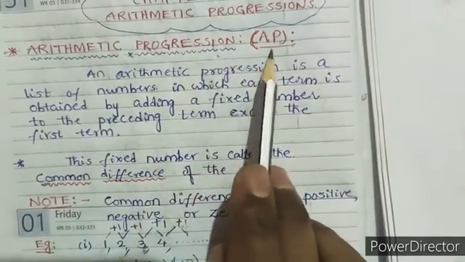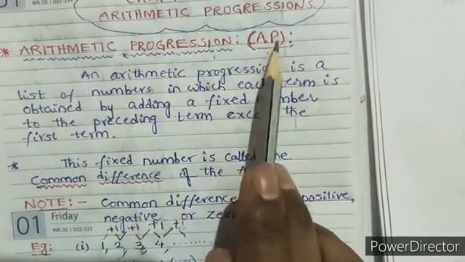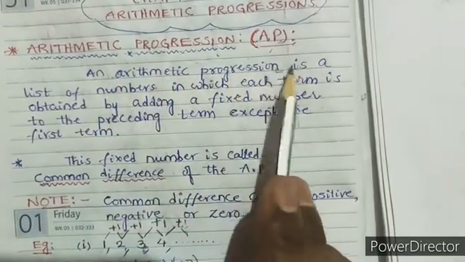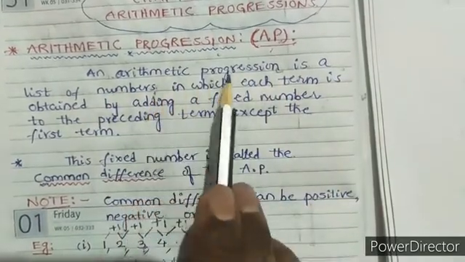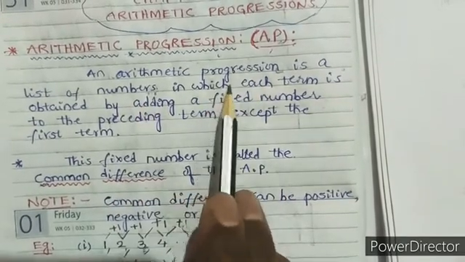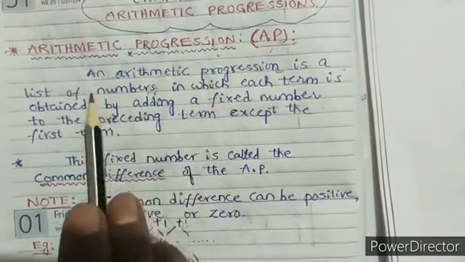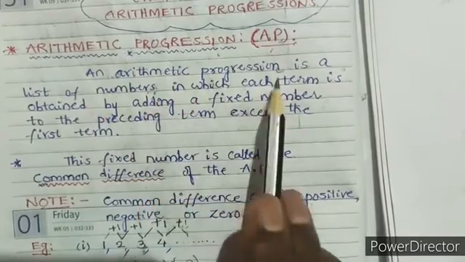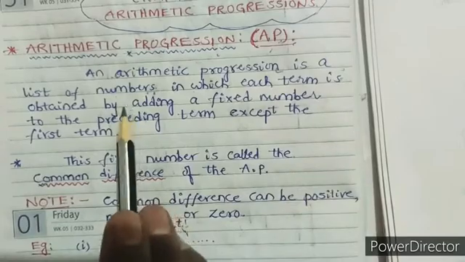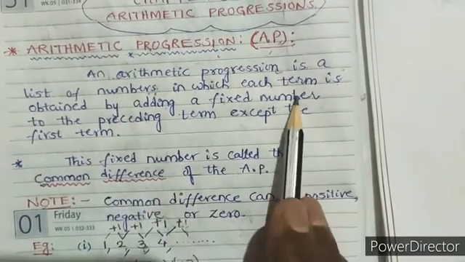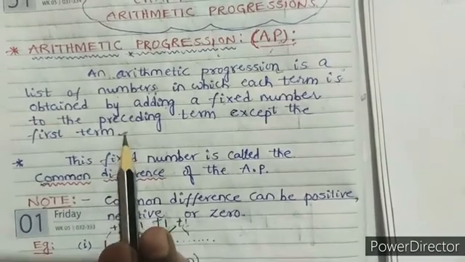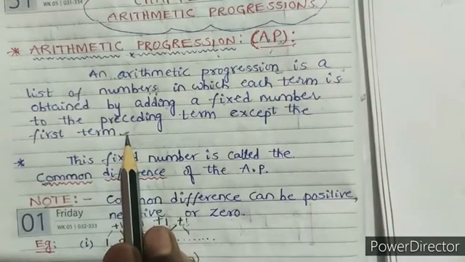Arithmetic progression, in short we can call it AP. An arithmetic progression is a list of numbers in which each term is obtained by adding a fixed number to the preceding term, except the first term. This is the definition of arithmetic progression.